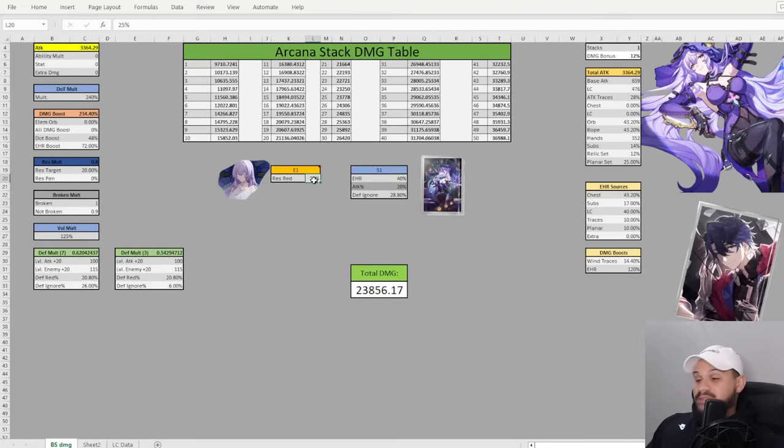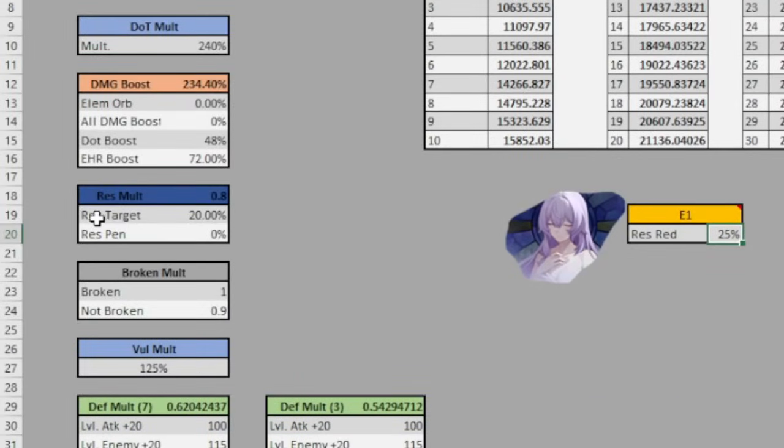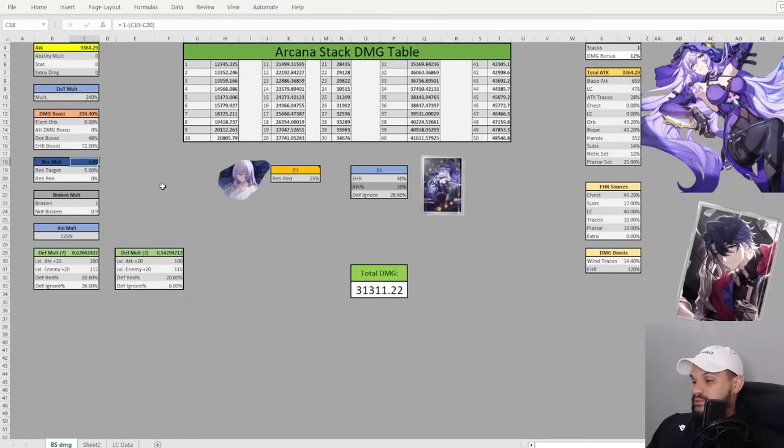All right, so to incorporate this into the formula, we're just going to have to subtract this from the resistance of the target, which is 20. So we're going to subtract this from 25, which puts it at -5. And yes, it can go negative. And this is going to jump our resistance multiplier to 1.05. And that is going to drive our damage up to around 31K.